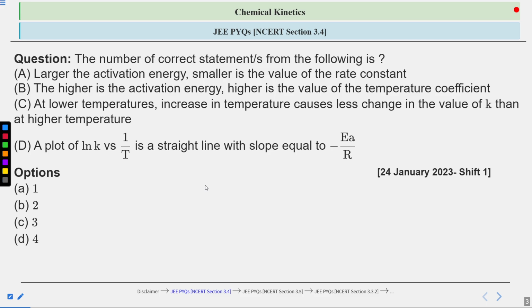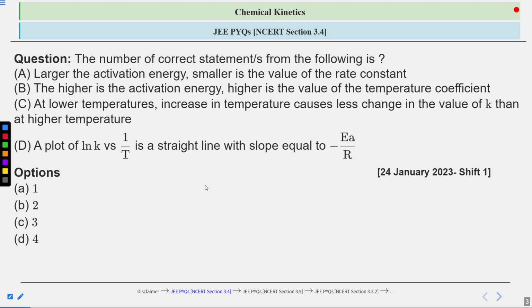Statement A says that the larger the activation energy, the smaller is the value of rate constant. So activation energy, remember, is E subscript A, right? And rate constant is represented by K in a rate law. So statement 1 is saying that as the activation energy increases, the value of the rate constant will decrease. Statement B says the higher the activation energy, the higher is the value of temperature coefficient. The second statement is also about activation energy, saying that if the activation energy is higher, the value of temperature coefficient will also be higher.